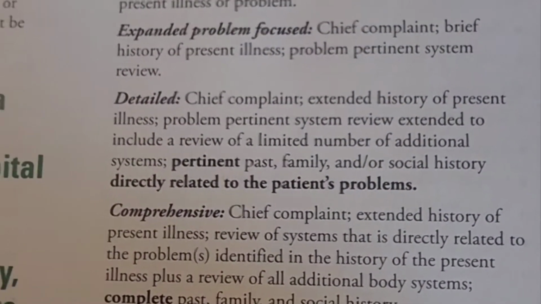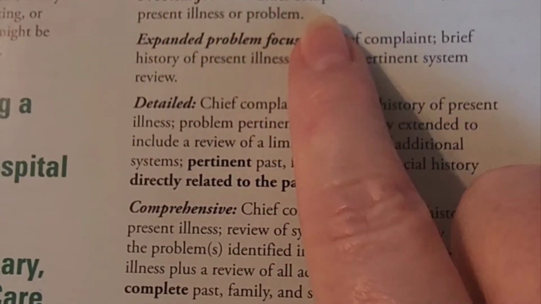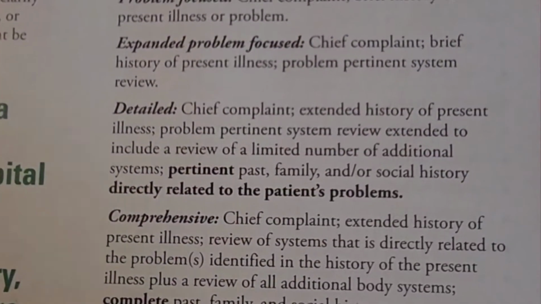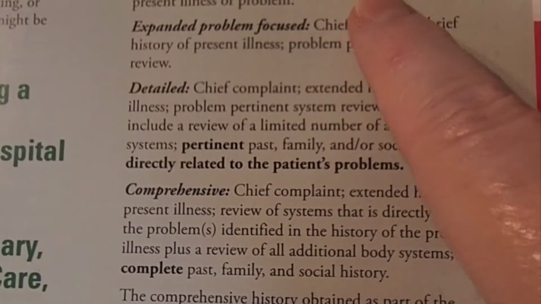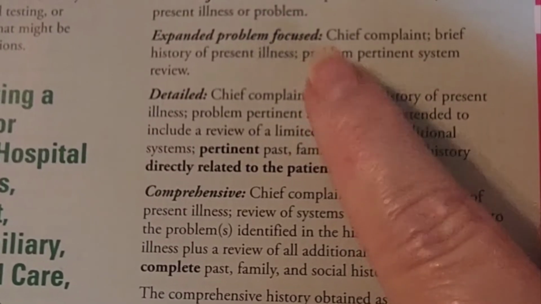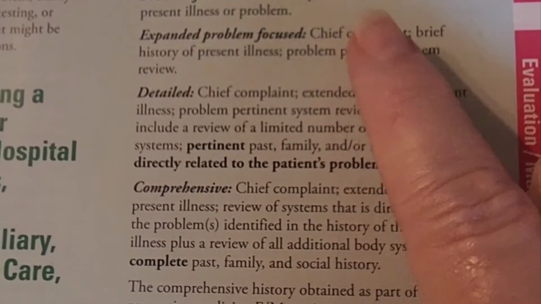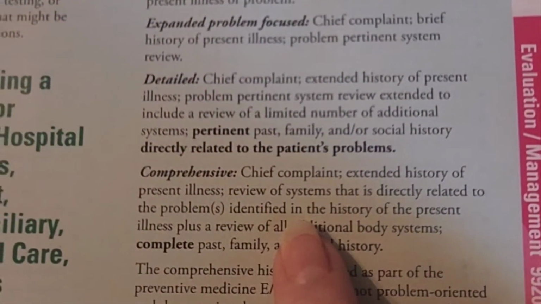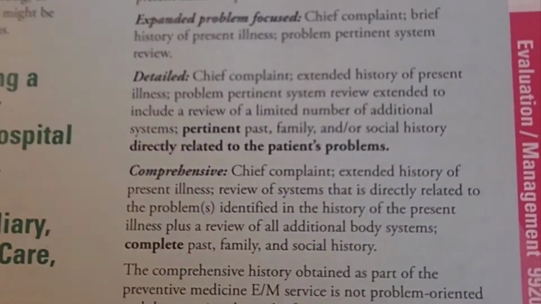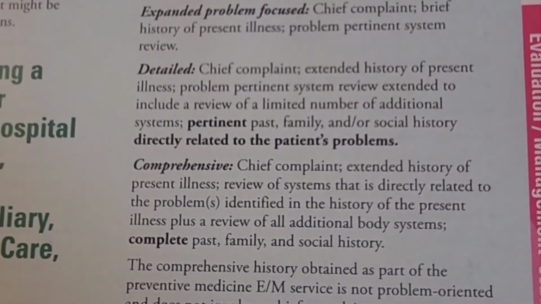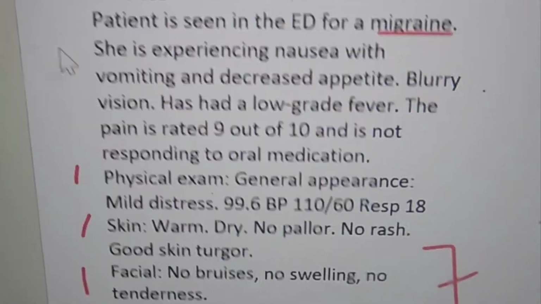If you don't know already, our problem focused covers 1 body area or surface, or organ system reviewed, usually just 1. Our expanded problem focus is between 2 and 5 body areas or organs reviewed. Our detailed is 6 to 7, and our comprehensive is 8 or above. So that's handy to know. So if we bill our detailed, we would be at our level 3. So we know that our answer is going to be our B.